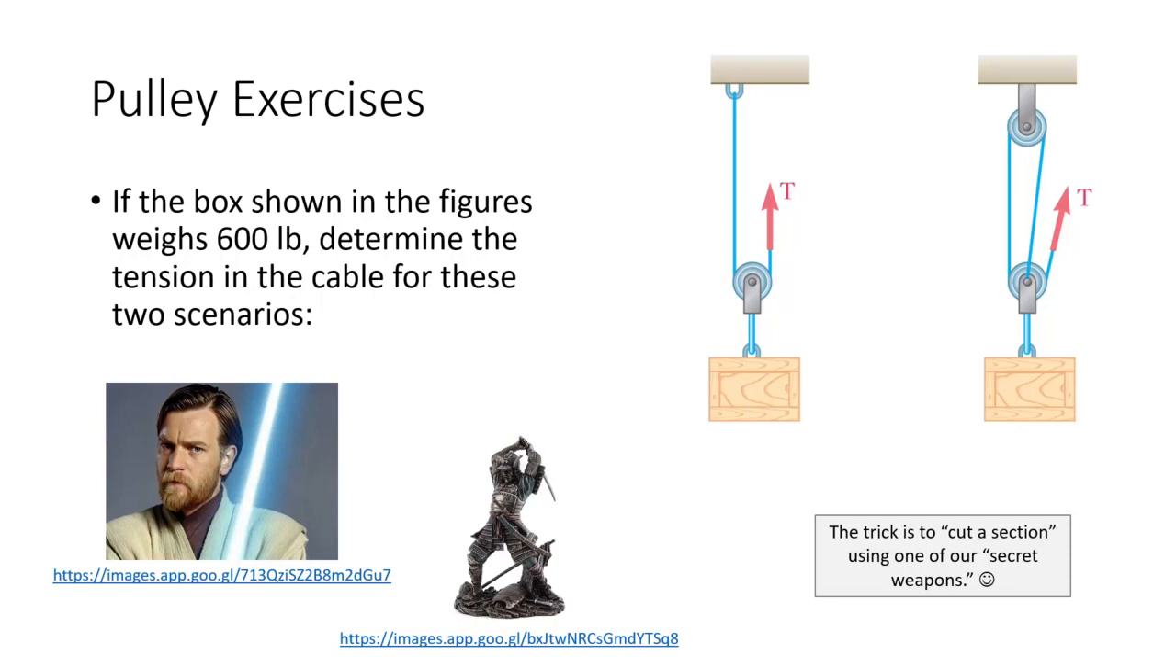So we are just dipping our toes into the waters of cutting a section right now with pulley exercises. I have here a very basic set of problems just to illustrate the point. If the box shown here in the figures represents 600 pounds of force, and by the box, I mean the box and sort of everything attached to the box, okay?